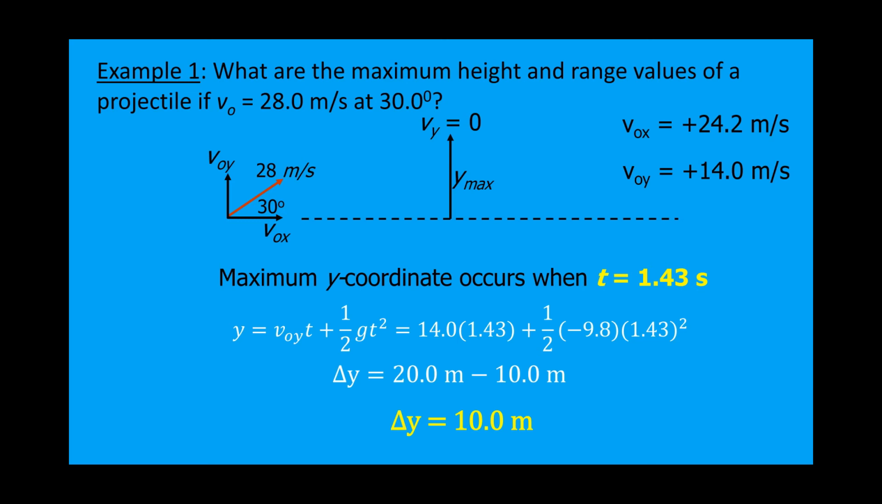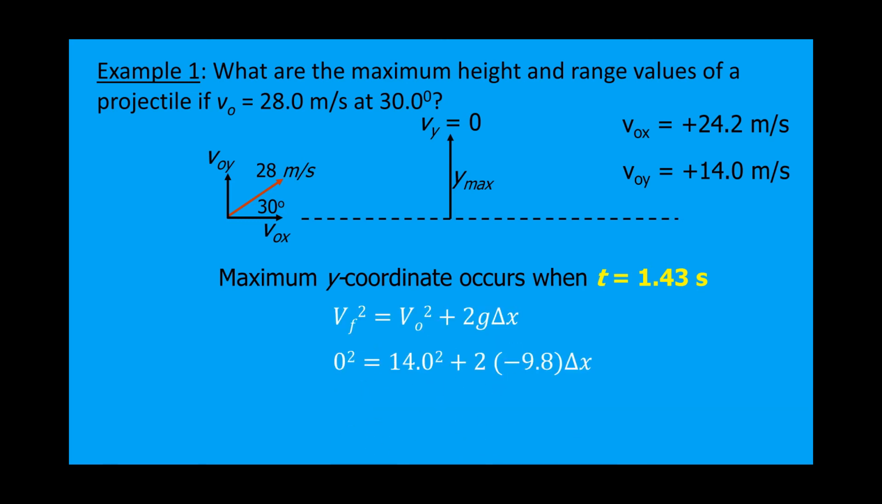Now let me show you how we could have, to find that maximum height, just directly gone to the third kinematics equation. The third kinematics equation is this one, the VF squared equals VO squared plus 2A delta X. I've just substituted g in for a since the acceleration vertically is due to gravity. I know my final velocity at the peak is 0 meters per second. My initial velocity based on the trig is 14 meters per second. The acceleration is negative 9.8. I plug that in and I also get 10 meters.